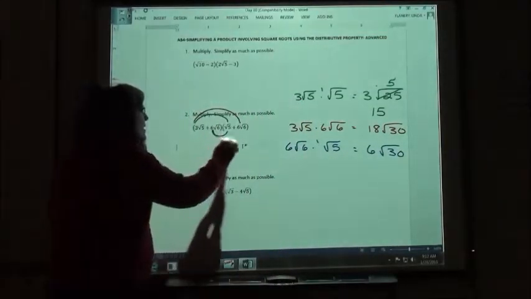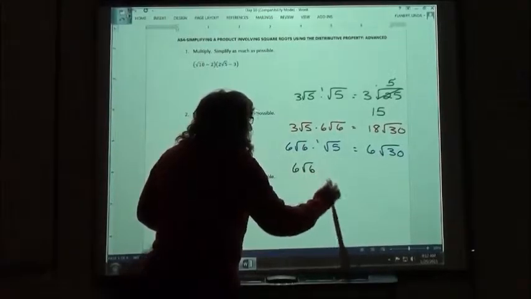The last terms, 6 square root of 6 times another 6.